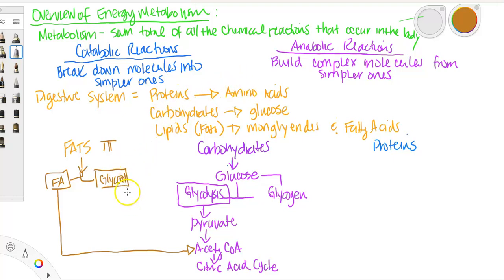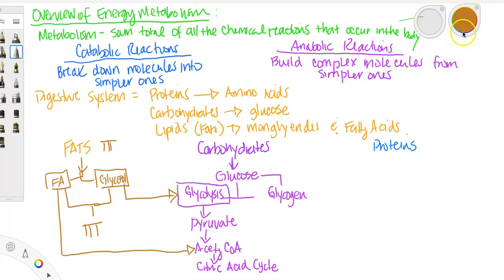Glycerol can be used to make energy because glycerol can actually enter glycolysis. Okay, so fats can make energy through its fatty acids going into the citric acid cycle as acetyl-CoA, or glycerol can go into glycolysis and start the production of ATP. If we don't need energy, then the fatty acids and the glycerol can be put back together as triglycerides and stored.